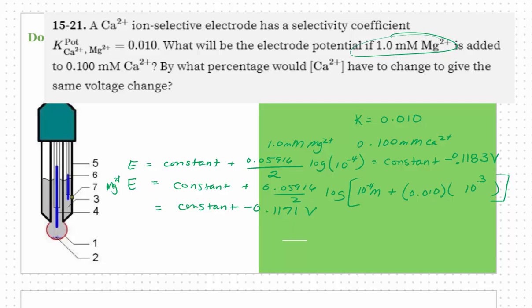0.1171 volts. So although the change isn't very large, the delta E then is going to be, we need to start with our ending. So we start with the magnesium, negative 0.1171 volts, and we're going to subtract a negative 0.1183 volts. You have a change in voltage then of 0.0012 volts or 1.2 millivolts. Different way to say the same thing.